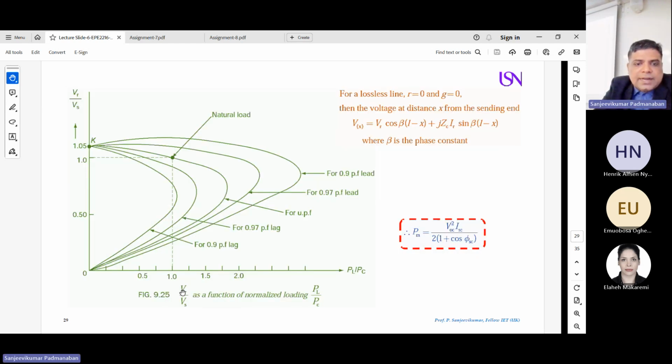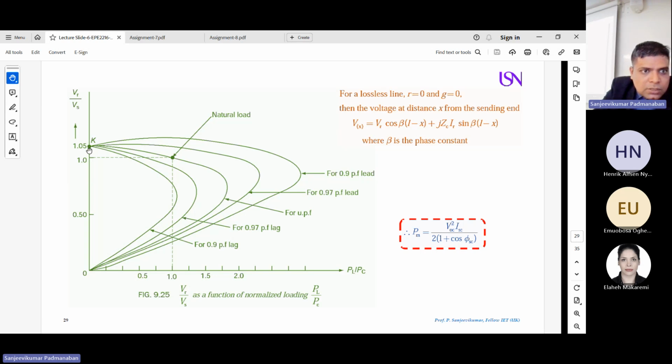Then we are going to look at the characteristics. That's very important. We are going to look at the variation of PL by PC on the x-axis, and on the y-axis we have VR by Vs. And the same, we are looking for lagging power factor and leading power factor at the same ratio.